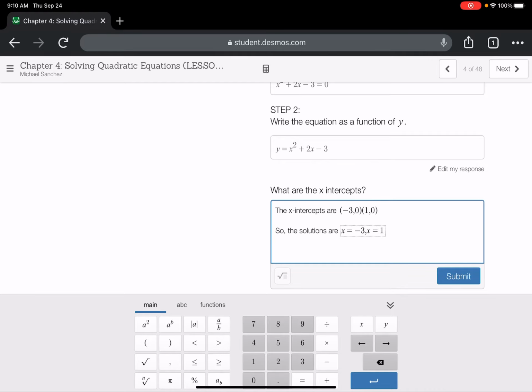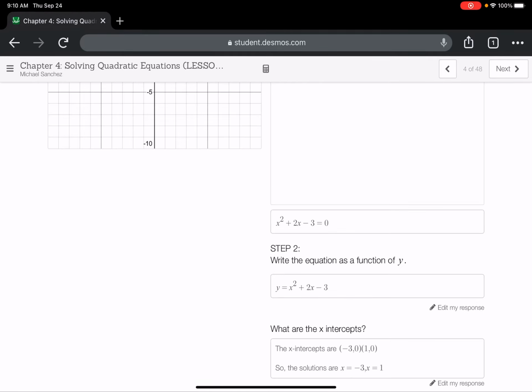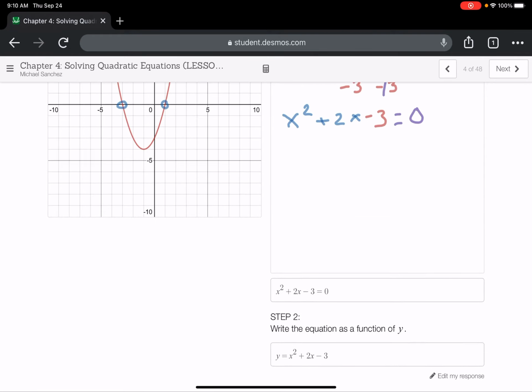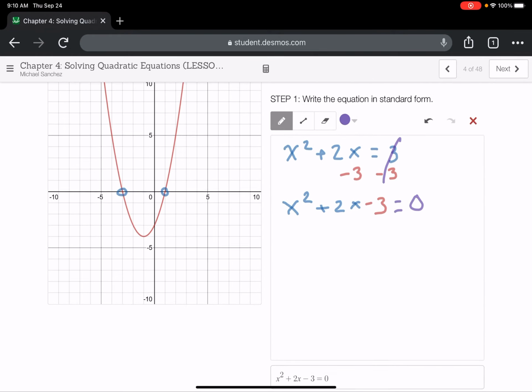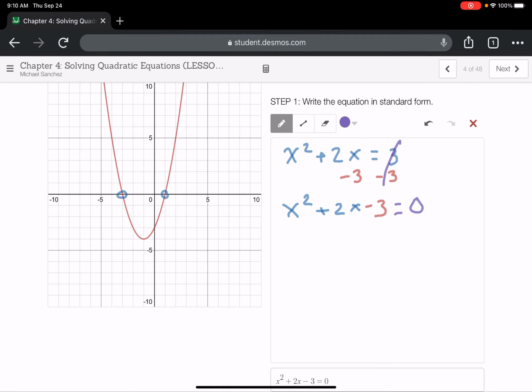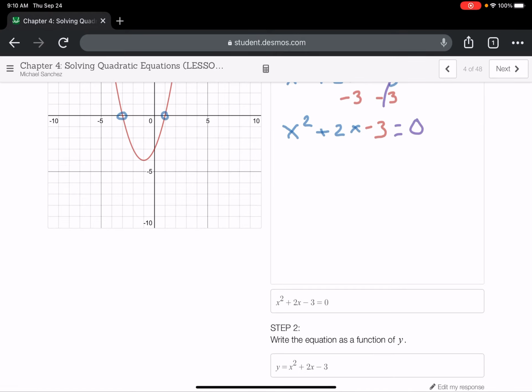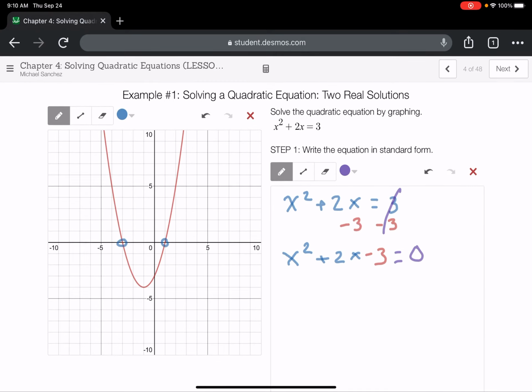So the solutions to a quadratic equation are the x-intercepts of that equation written in standard form. Once we put it in standard form and we graph our equation, the points where the quadratic function, the parabola, passes through the x-axis are the solutions to our quadratic equation.